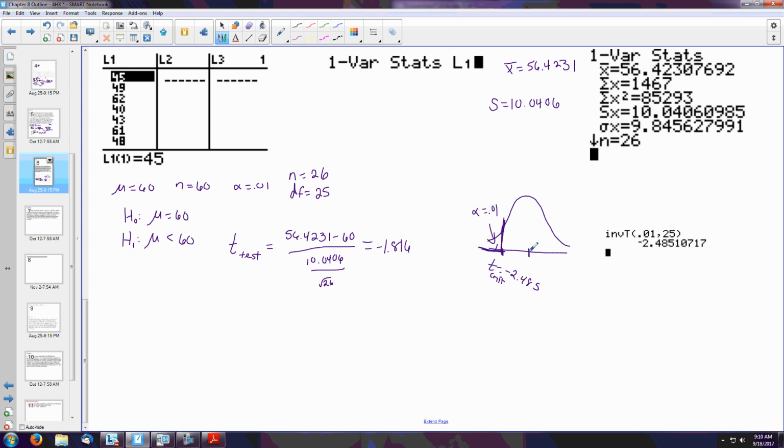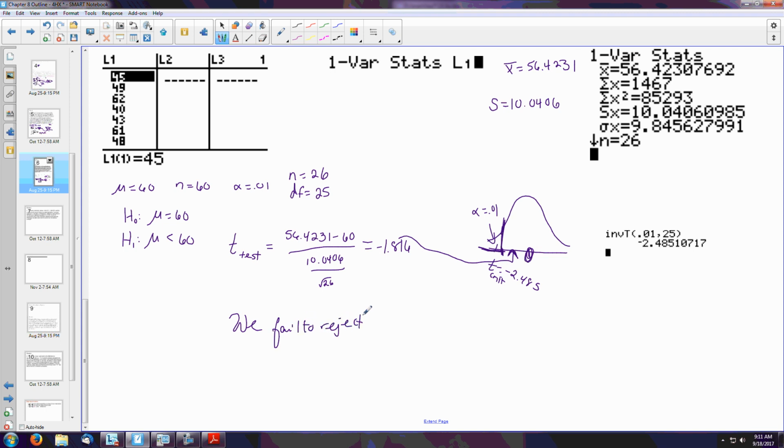Same thing as with our z-test: if 0 is in the center, where does this fall? It falls right around here, which means it's not in our tail region, and therefore we have to fail to reject our null hypothesis.